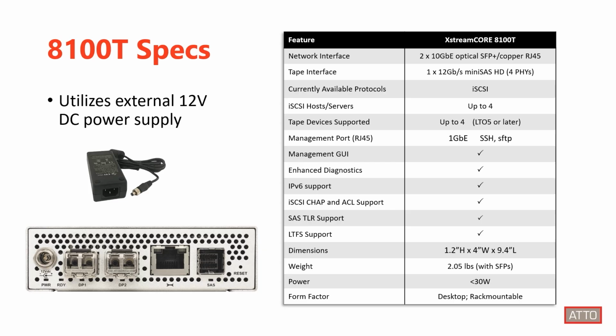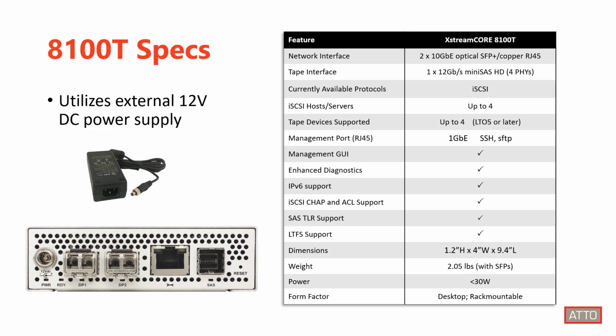For tape connectivity, there is a single 12 gigabit mini SAS HD port that, when used with the proper fan-out cable, can connect up to 4 LTO5 and later tape drives, autoloaders, or libraries. For host connectivity, there are two 10 gigabit Ethernet ports in either optical SFP+ or RJ45 connection options.